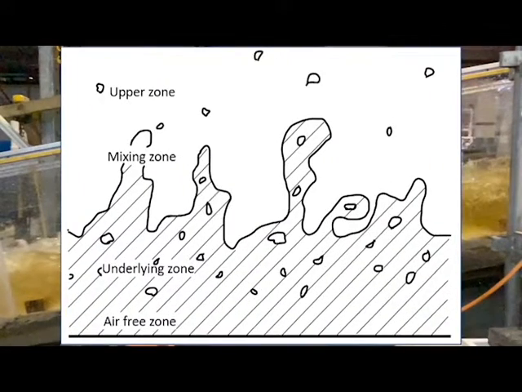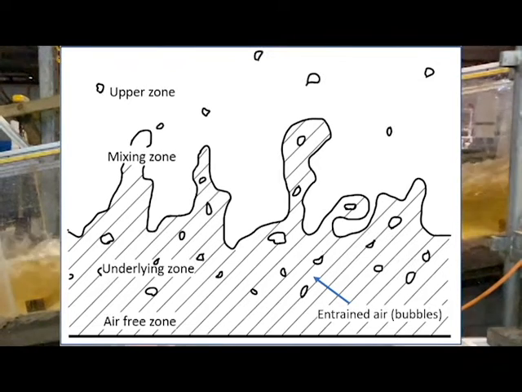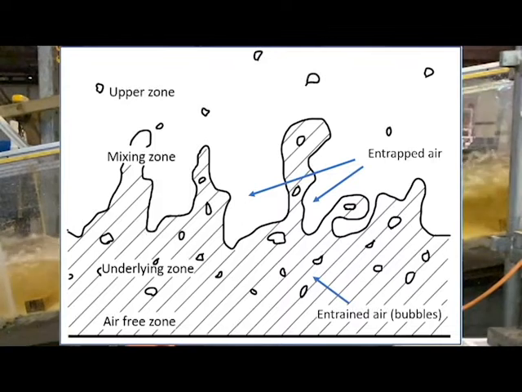The air incorporated into the flow falls under one of two categories. There is the air transported as bubbles, referred to as entrained air, and air which is transported within waves of the water surface, referred to as entrapped air.